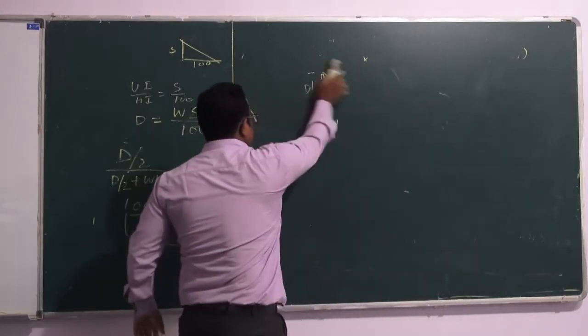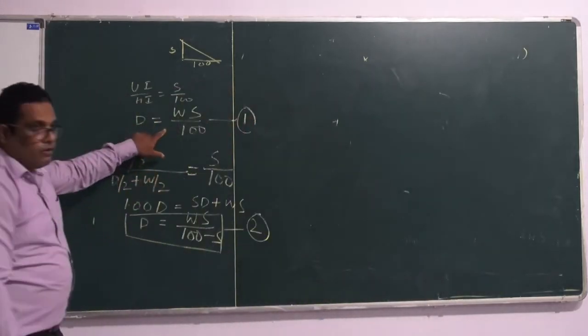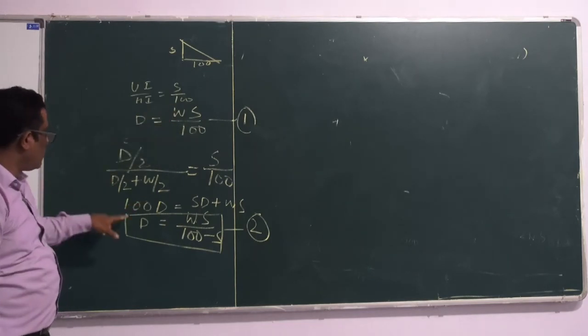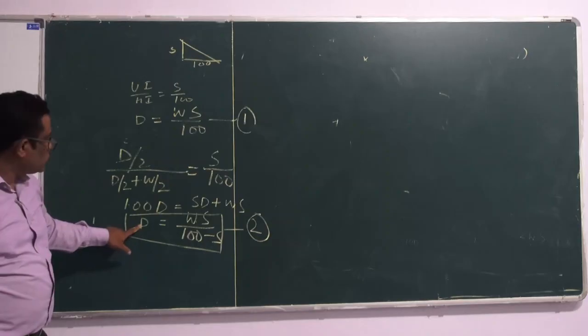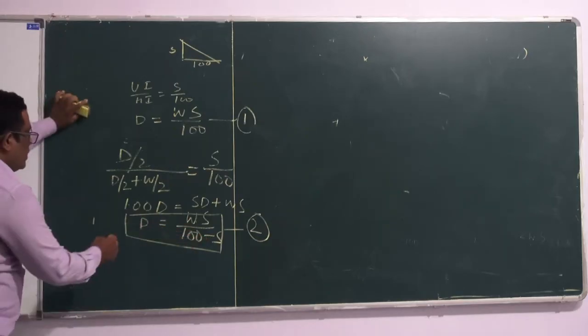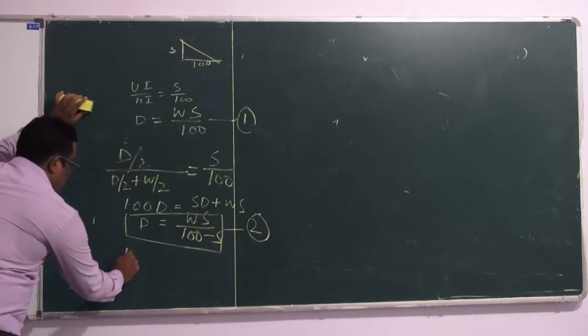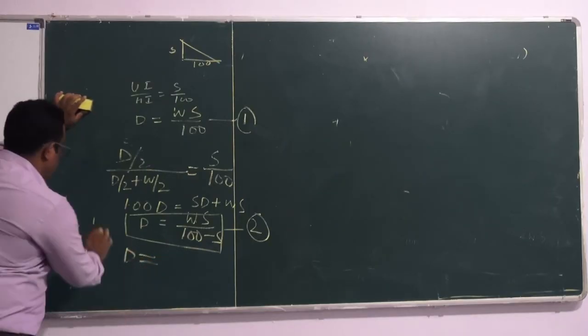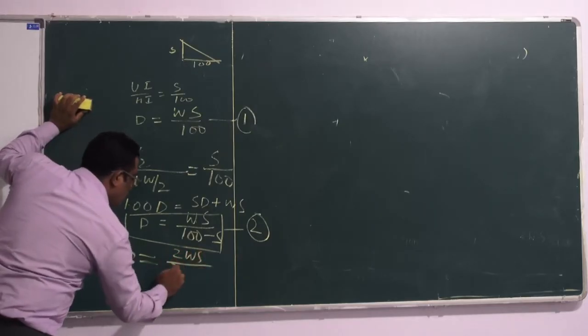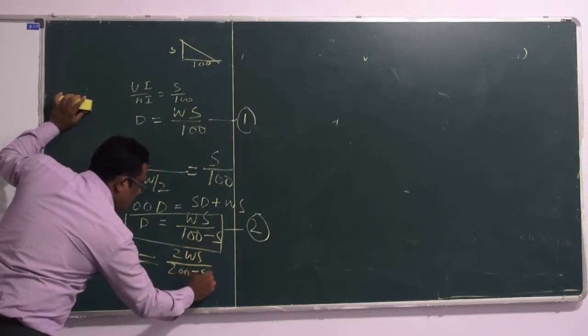So we have three situations for horizontal vertical cut. We have D is equal to WS by 100. For the riser slope 1 is to 1, we have D is equal to WS by 100 minus S. And for riser slope half is to 1, we have 2WS by 200 minus S.